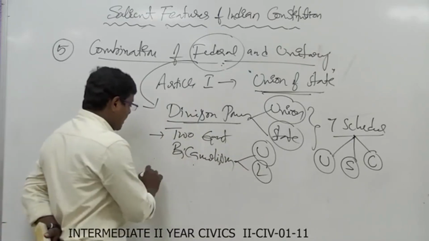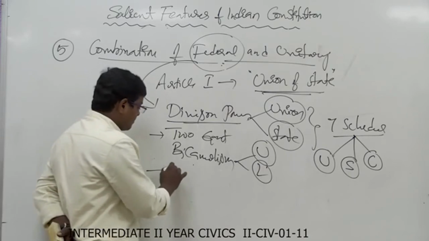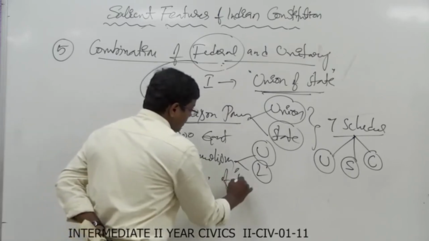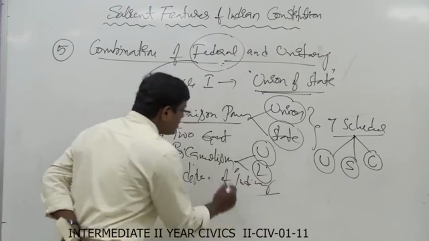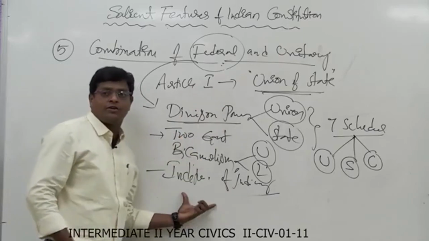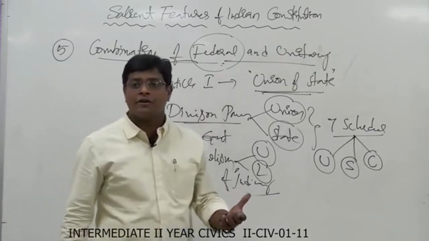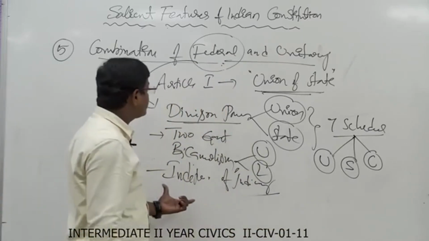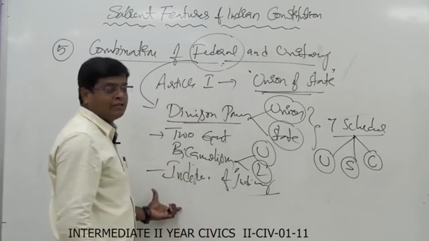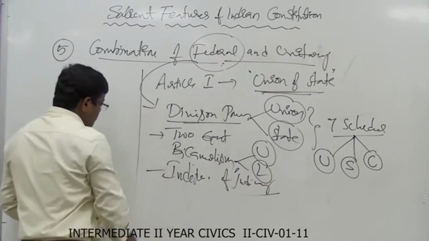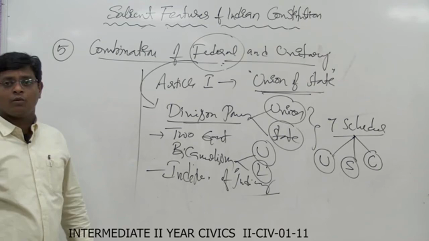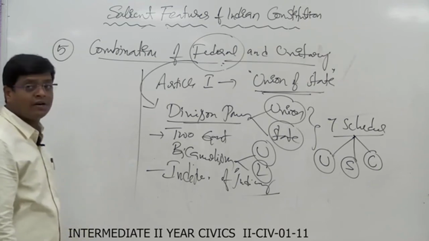And also independence of judiciary. So this is also one of the federal features. Like this, in the Indian Constitution, we have some federal features. That's why India is considered a federal one. Besides the federal features, the Indian Constitution also has some unitary features. What are the unitary features of the Indian Constitution?